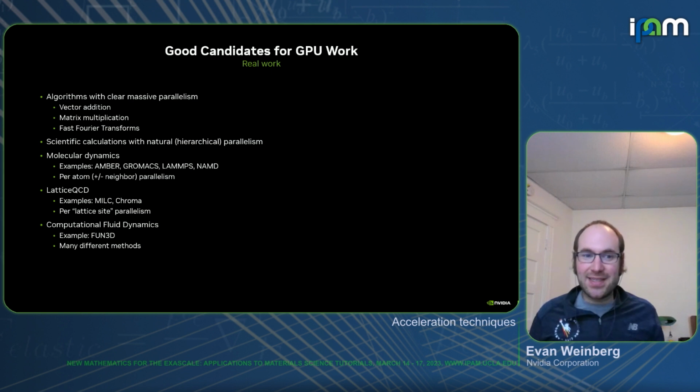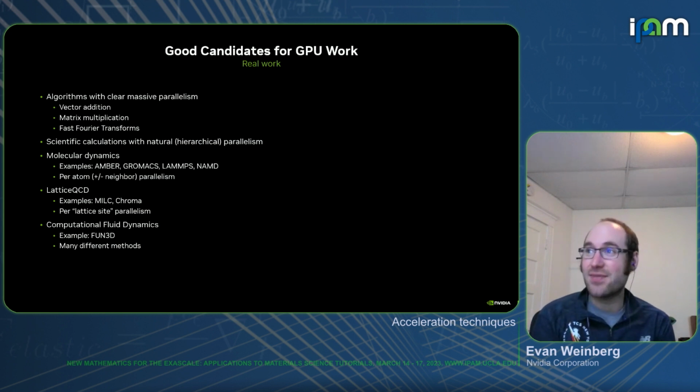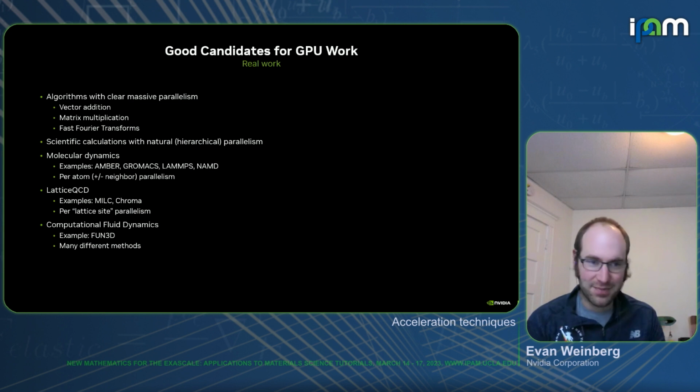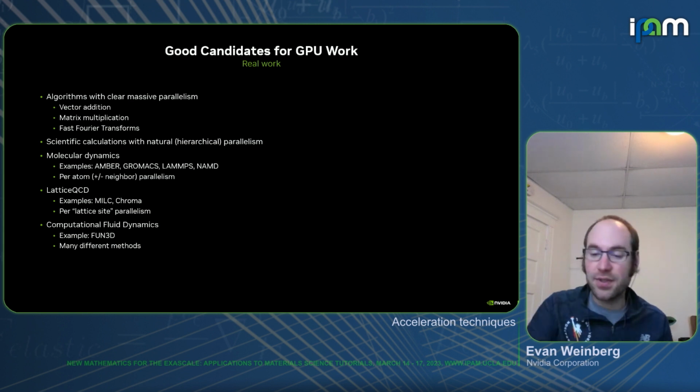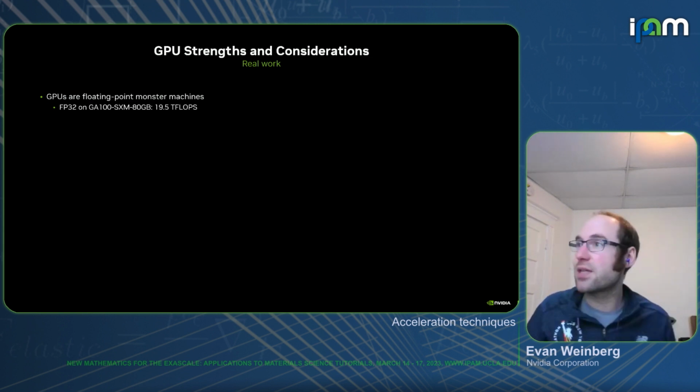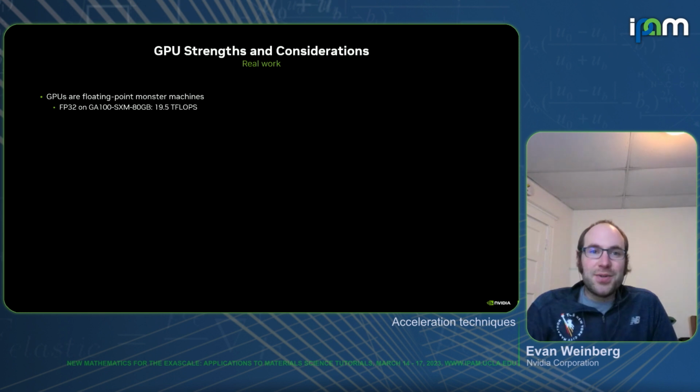Computational fluid dynamics, an example of that is the software out of NASA, Fun3D, that actually does a lot of different things. I'm not even going to begin to list everything, but you can consider, if I'm simulating a fluid, maybe each atom or some domain of a fluid could map onto a thread. And there's lots more.